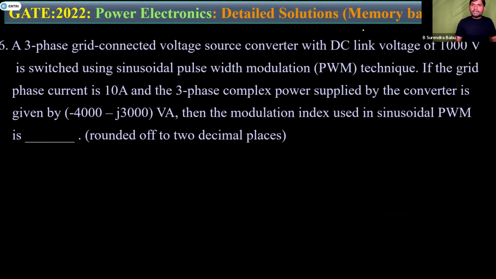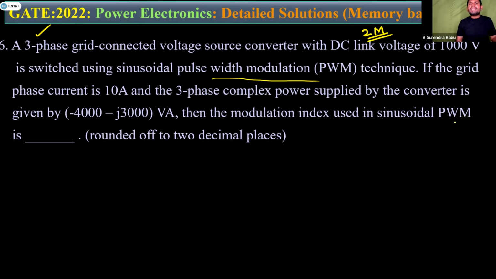One more question. This is also a 2 marks question in the GATE exam, GATE 2022. In total, 11 marks are framed in it. I think most of the questions are easy to moderate. This is a question based on the 3-phase inverter and sinusoidal PWM technique.